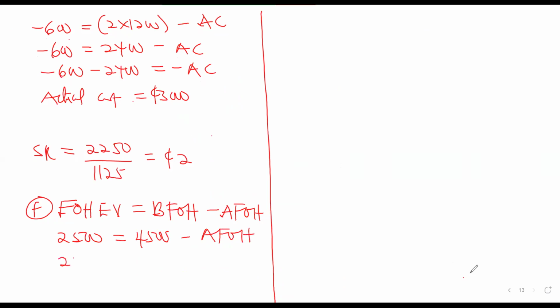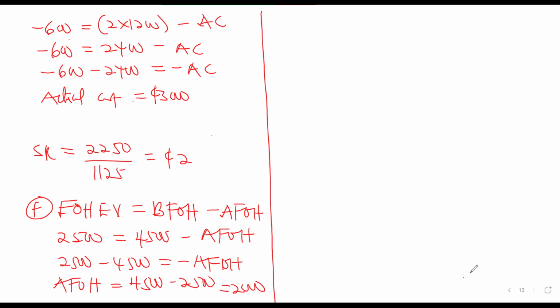So we have 2,500 minus 4,500 is equal to negative actual fixed overhead. So this will give us the actual fixed overhead expenditure. It will give us 4,500 minus 2,500, which is 2,000. Is that correct?